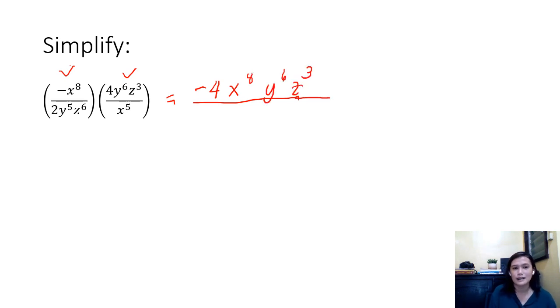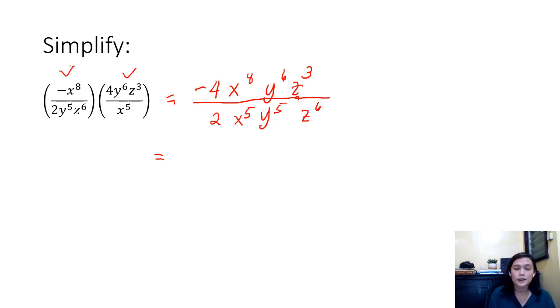Kasi nag-multiply ka. So multiply din natin tong 2y to the 5th z raised to the 6 times x to the 5th. So you will have 2x to the 5th y raised to 5, sorry, and then z raised to the 6th power. And now we are having this expression as if you remember your laws of exponent, we could divide it by subtracting the exponent, all right, of the same variable.